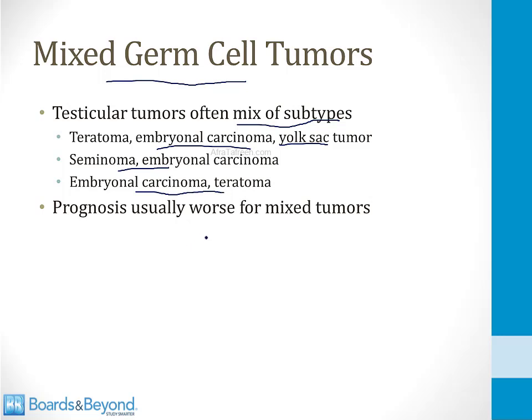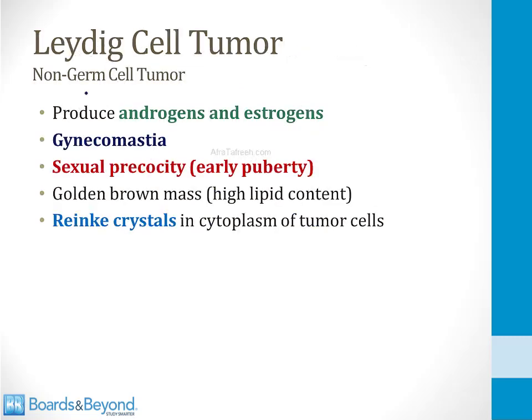In general, the prognosis is usually worse for a mixed tumor compared to a pure germ cell tumor. And as I mentioned in the beginning of this video, usually when a mass is detected, the whole testicle is removed. And then when it's examined under the microscope by a pathologist, they find out that some portions of the mass are a yolk sac tumor and some portions are a teratoma, and then it's called a mixed germ cell tumor. Next, let's talk about the non-germ cell tumors of the testicles.